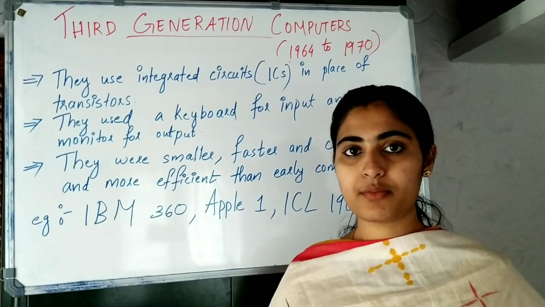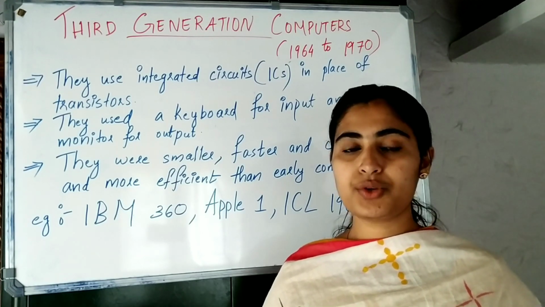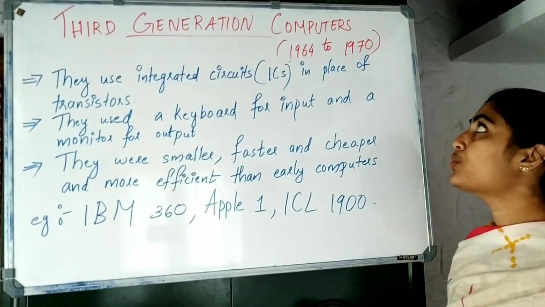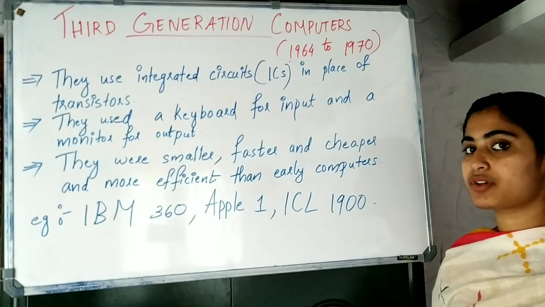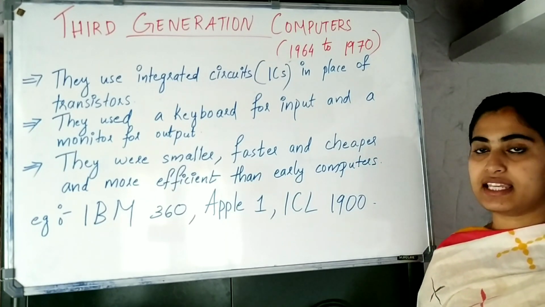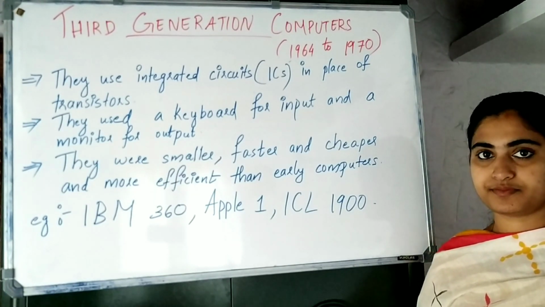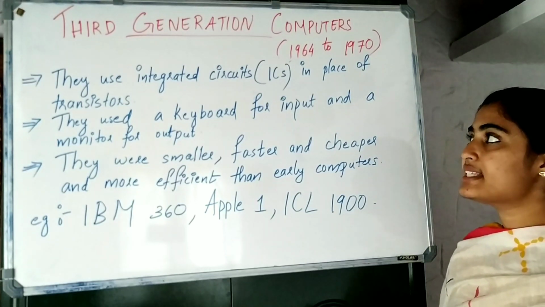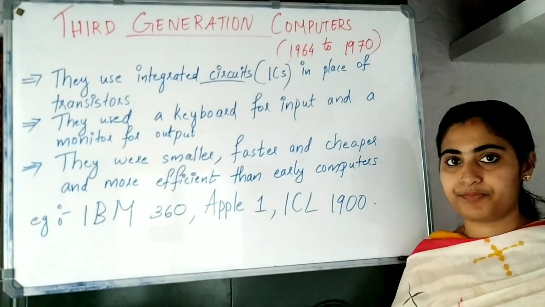Today we will study about the third generation computers. Third generation computers were used during the time period 1964 to 1970. And look at the first point. They used integrated circuits in place of transistors.